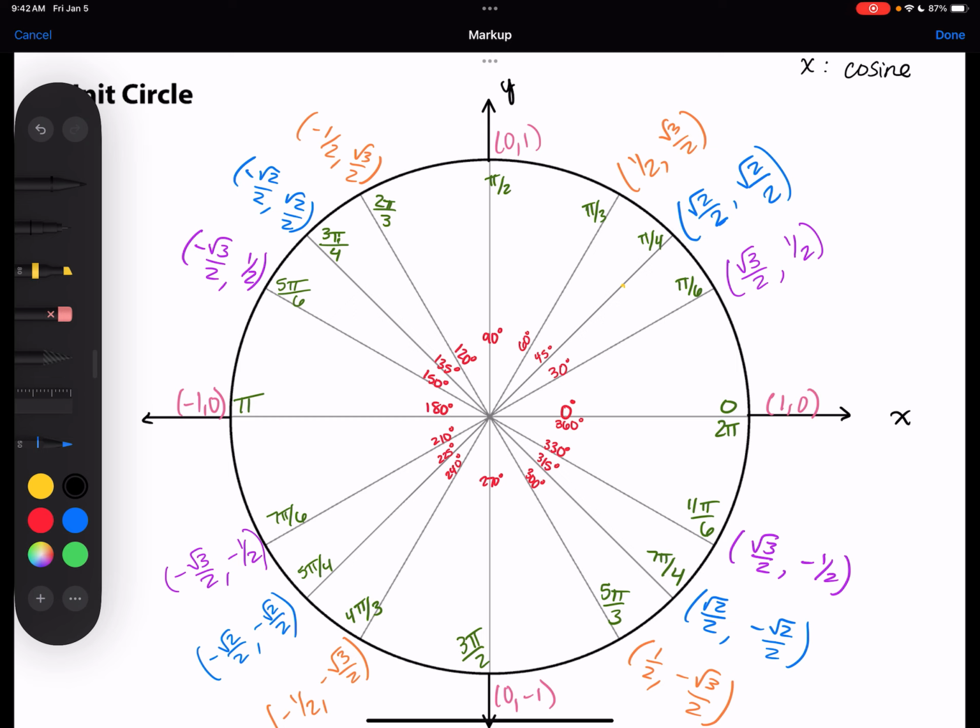Anytime something is a known value, you have to give me whatever this is, okay? You can't give me the decimal. Known values we use the unit circle for. Y values are sine values. So if I said, what's the sine of pi over 3, you would tell me that it is root 3 over 2.